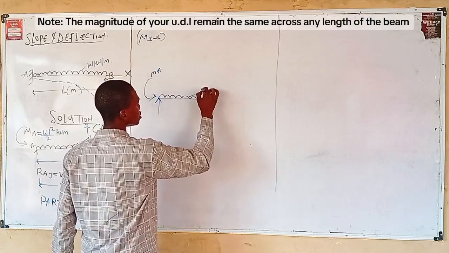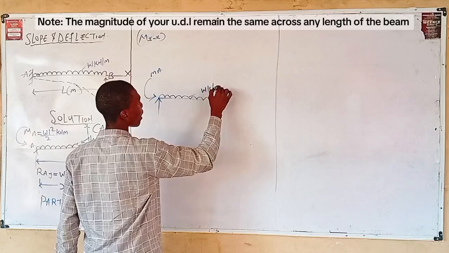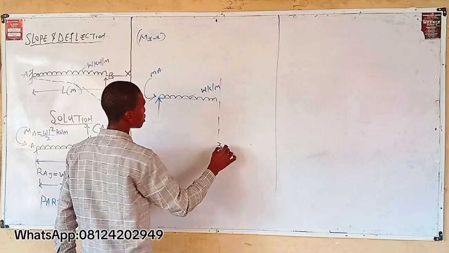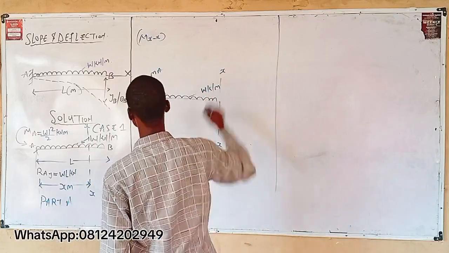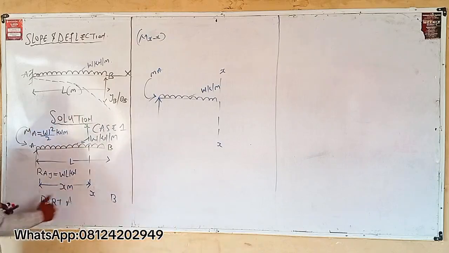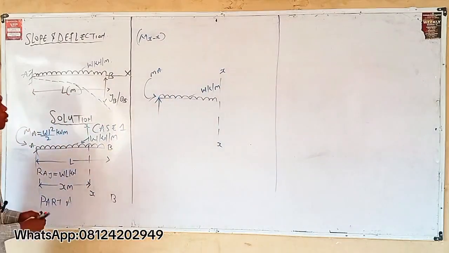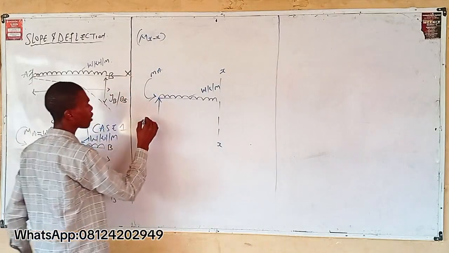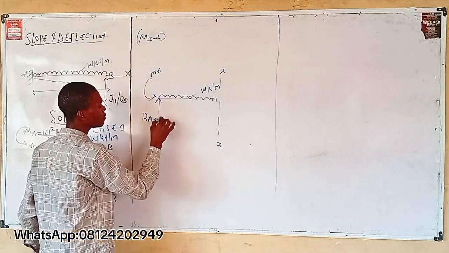W kilonewton per meter. This is the line section. I don't want to bring it out, so as to avoid questions. With the section, this is part A. I'm considering part A now. From part A, I have FA, I have RAY. What's the value of RAY?